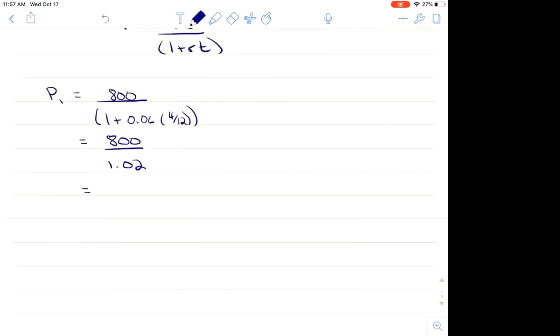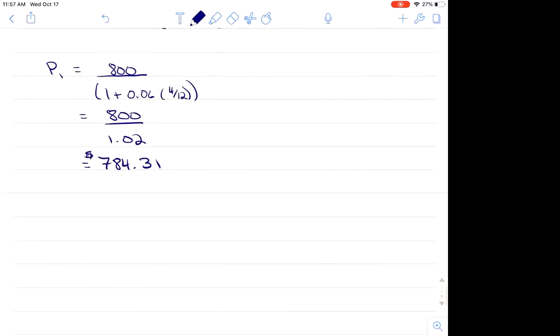So this $800 today is worth $784.31. And I can round to 2 decimal places right away, right? Because it's some dollar amount. So if I went to the bank and I put in $784.31 in 4 months at 6%, I could pull it out and have an even 800. Right? So that's the idea. So 800 4 months from now is only worth $784.31 today. Right? So let's find P2.